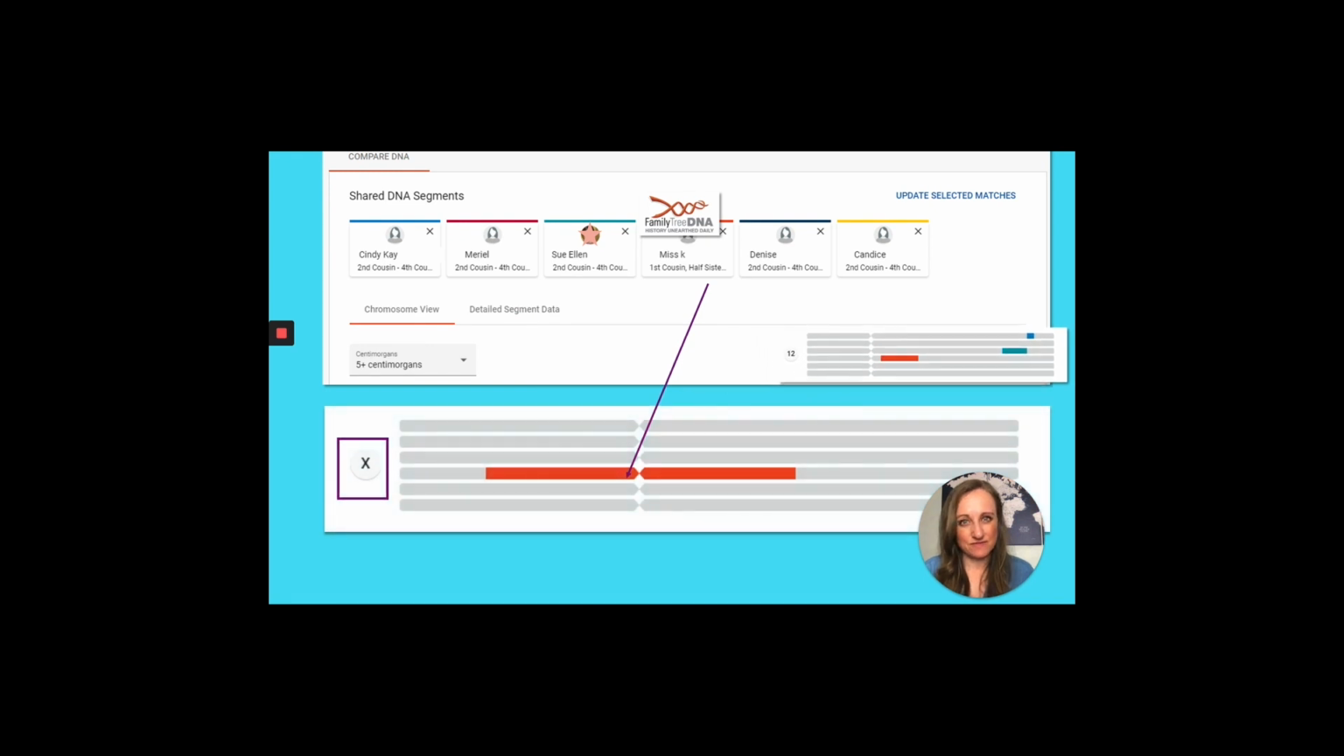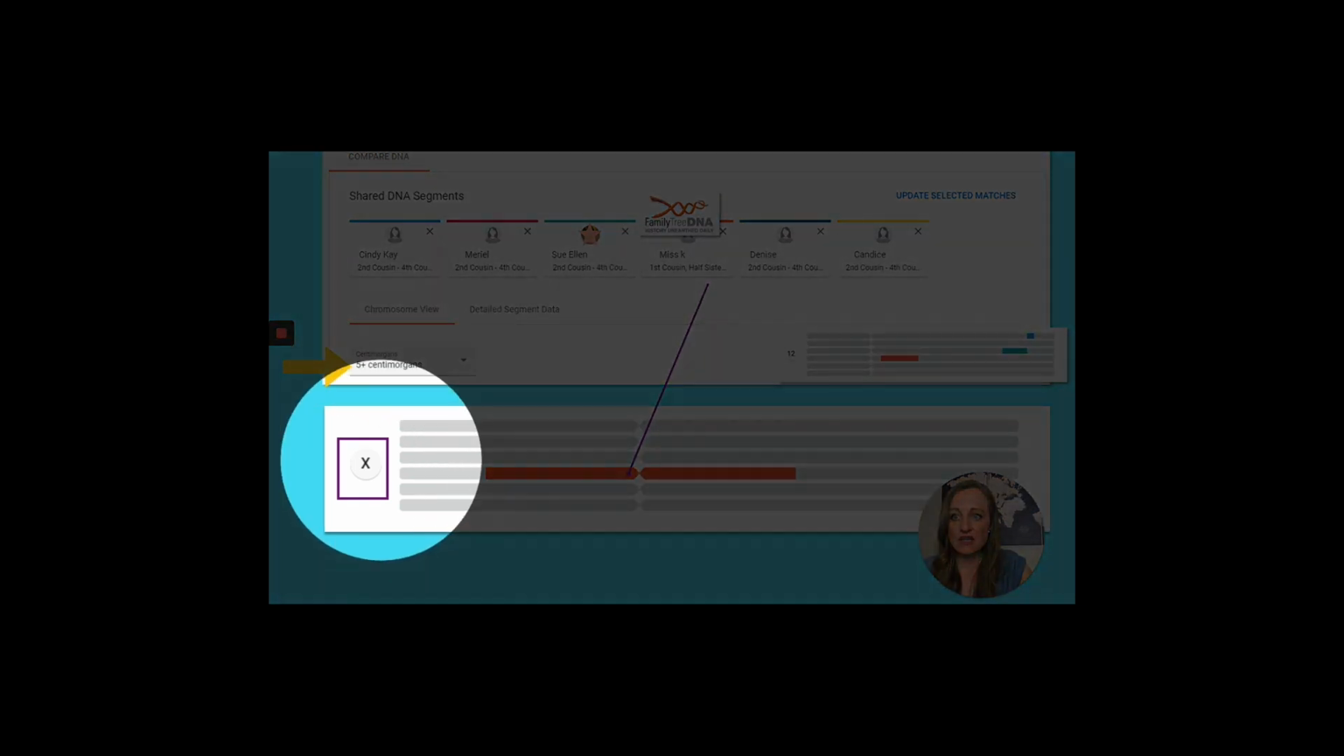But we don't. In fact, we only see one piece of shared xDNA. So what's going on here? How come FamilyTreeDNA said they were all sharing xDNA, but when I'm looking at it in the chromosome browser, I don't see the pieces? Well, it has to do with a setting in the chromosome browser.